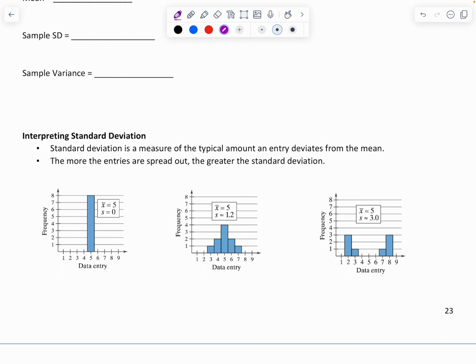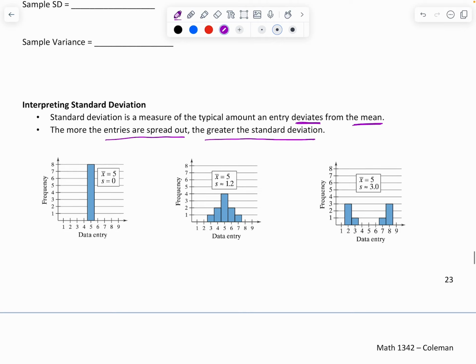All right. So now that we know what standard deviation is, how do we interpret it? Standard deviation is a measure of the typical amount an entry deviates from the mean. So it all has to do with how it's connected to the mean. How far do things deviate from the mean? The more the entries are spread out, the greater the standard deviation.